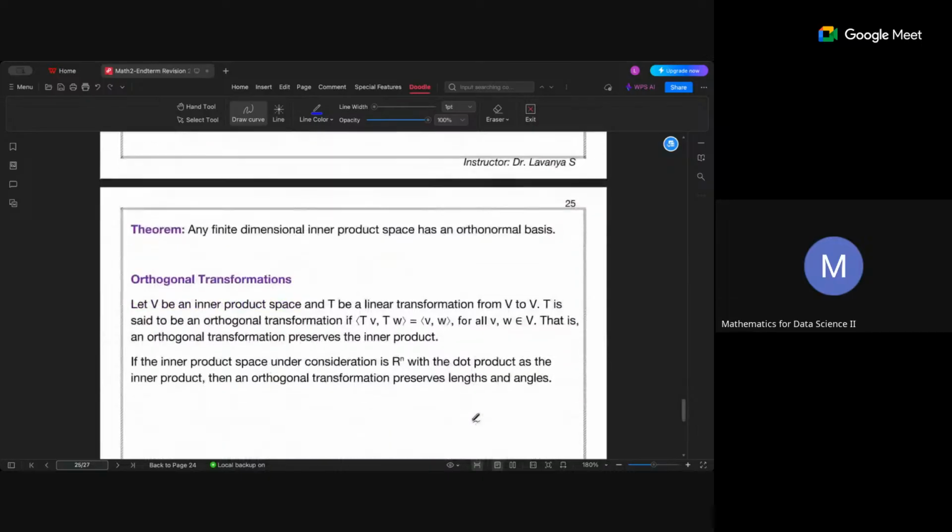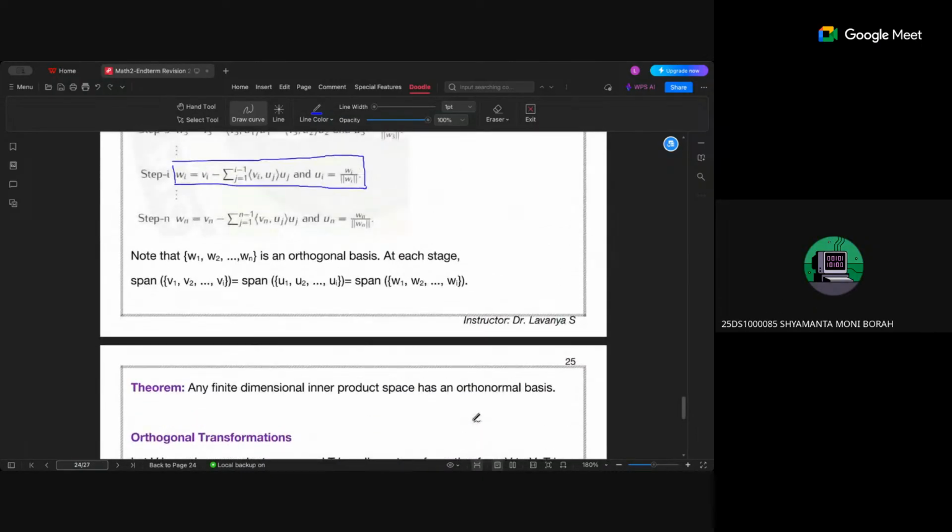Ma'am, one more thing. For this, say for example, if a set of vectors is given, we'll have to check if they are orthogonal or not, right? Basically, this is a must, right? Yeah, you can do that. Usually when you are asked to apply Gram-Schmidt, they don't give an orthogonal set, but yeah, you can check it if you want.